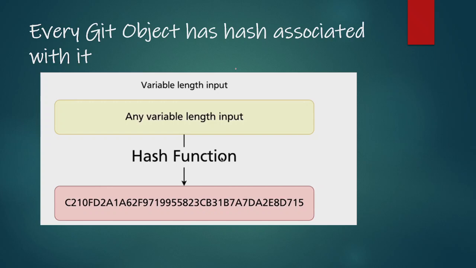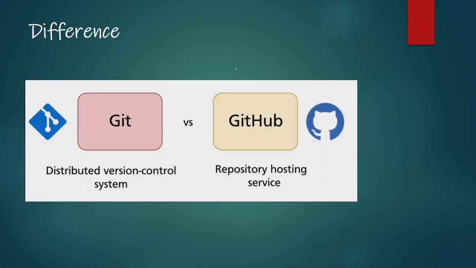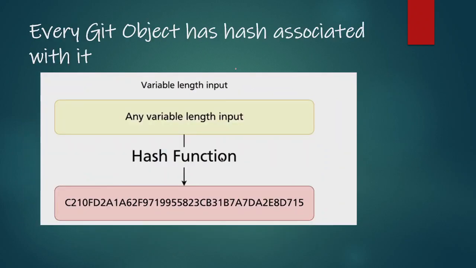Just for FYI, for every object which I was talking about, which exists in Git, for every object type, there is a hash associated with that particular object.